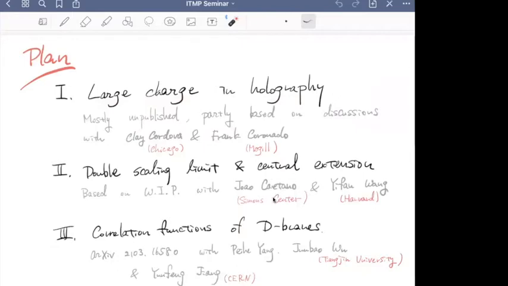Second, I'm going to talk about the double scaling limit and some central extension of the symmetry. This is based on work in progress with Joao Caetano in Simons Center and ITMP, and one in Harvard University. Finally, I'm going to explain what we can learn from the large charge expansion and make use of that for holography. In particular, I'm going to talk about correlation functions of D-branes. This is based on the work that I put out in March together with Peihe Yan and Junbao Wu, both at Tianjin University, and Yunfeng Zhang, who is a postdoc at SYM.